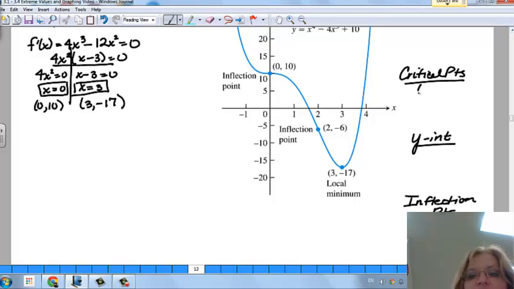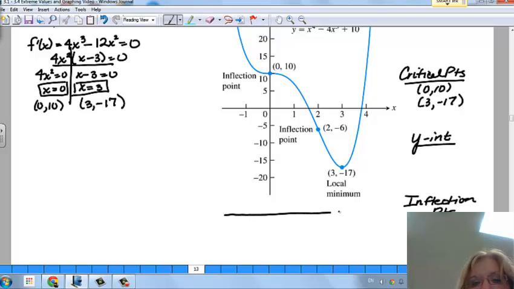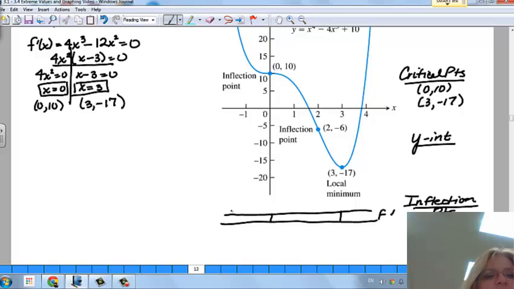So I found a critical point at 0, 10, and at 3, negative 17, and then what we're going to do is see if we can figure out if it's a local min or a local max. So we're going to do our f prime sign chart. If I look at it here, I have it at 0 and at 3. Remember we've always done this: go to your factored part here, and we're going to plug in some points to the left of 0 and 3.